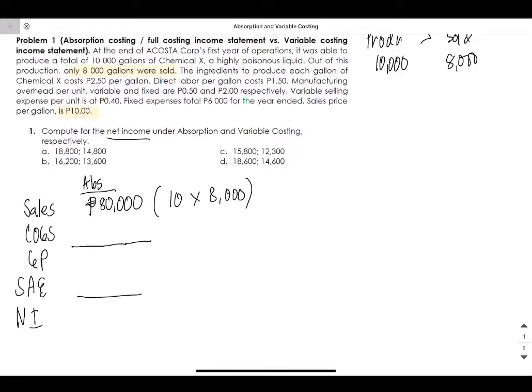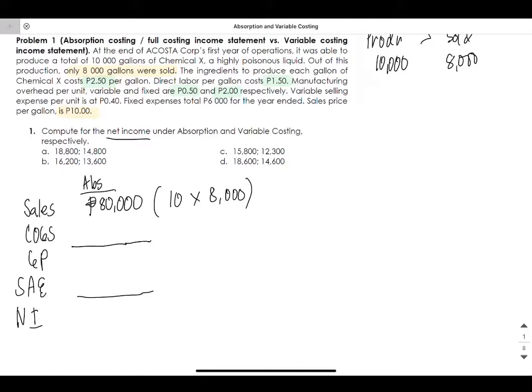How do we compute for cost of goods sold? So the components of the cost of goods sold are your product cost. Under absorption costing, as we have previously discussed, all 4 components will form part of the product cost. So what are these 4 components? We have the direct material, so that's 2.5 per gallon, direct labor 1.5 per gallon, and then variable and fixed overhead costs 50 cents and 2 pesos respectively.